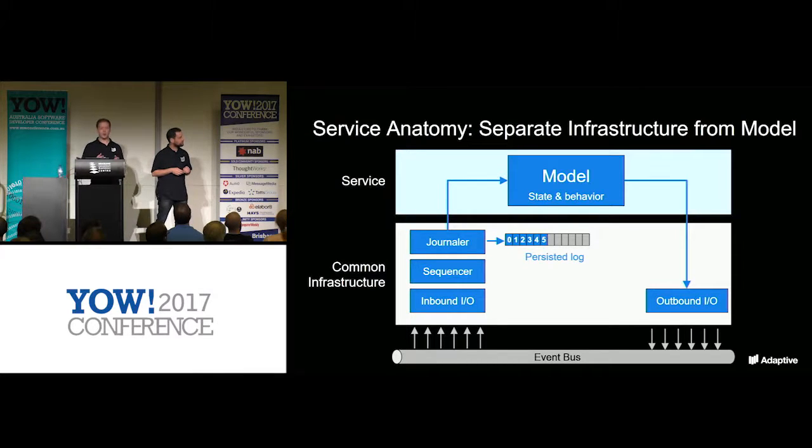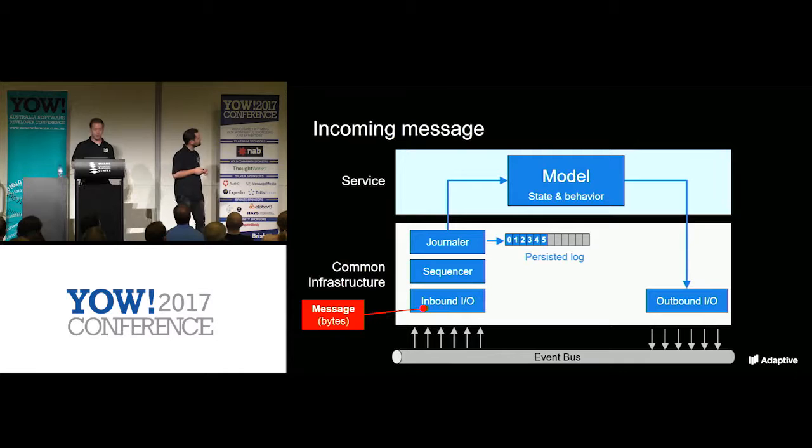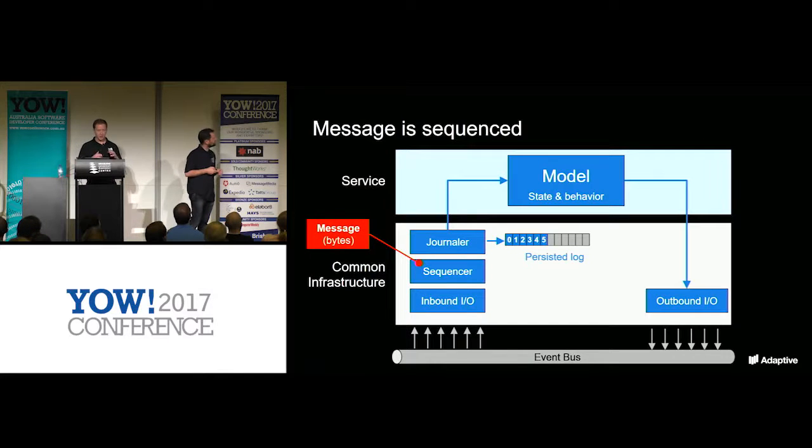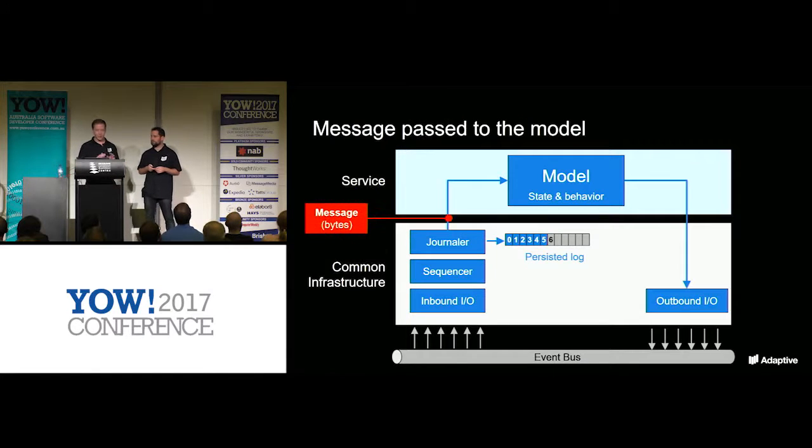our business problems. So just taking a step through, if we get a message off the wire, that's taken in the inbound I/O, so the message is coming in off the wire in bytes. That's passed over to the sequencer, which is typically taking multiple consumers and establishing a total order of the messages that we're consuming. Once we've got a single sequence of messages, that's passed over to the journaler, and we write it down to disk. Then it's passed over to the model. It's worth saying that we're still dealing in bytes here. The infrastructure is not concerned with the semantics of the message.